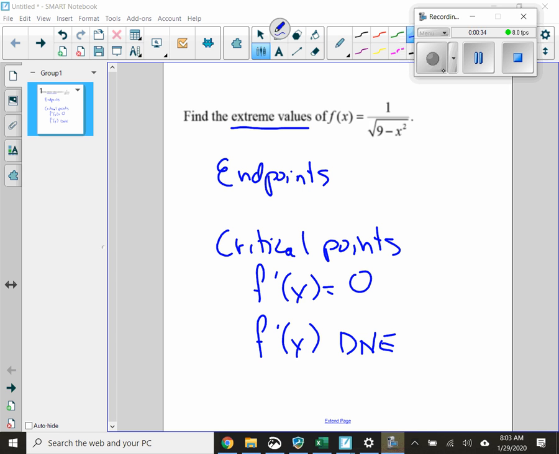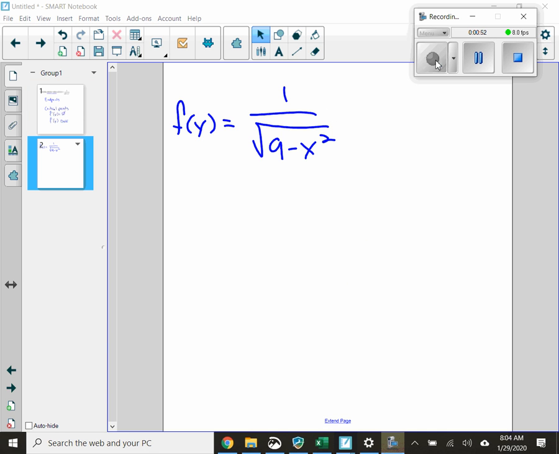And the critical points are where f prime of x is equal to 0, or where f prime of x does not exist. Those are the only places that I can possibly have extrema, at the critical points or at the endpoints. So one thing I know going into this problem is that this is my f of x. I know I'm going to have to find the derivative. I'm going to have to find f prime of x. So let's just do that right now and make sure that we got that correct.